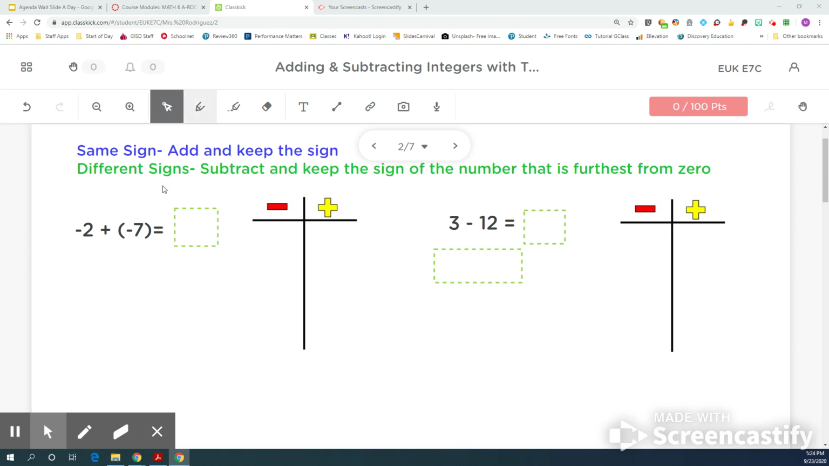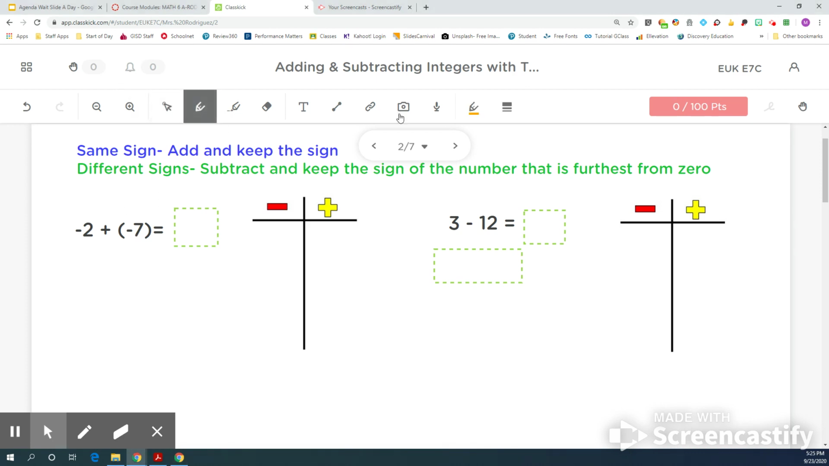So we have -2 plus -7. Remember, you always want your problem to be an addition problem. If we have subtraction, we need to change it to addition by adding the opposite. But this is already an addition problem, so we're good to go.